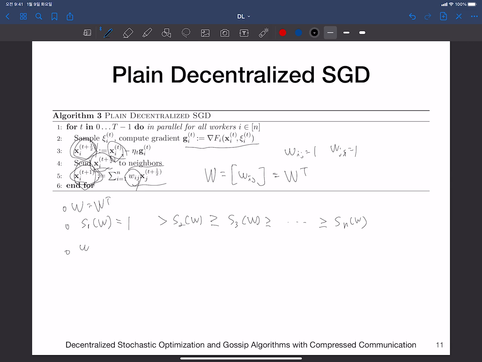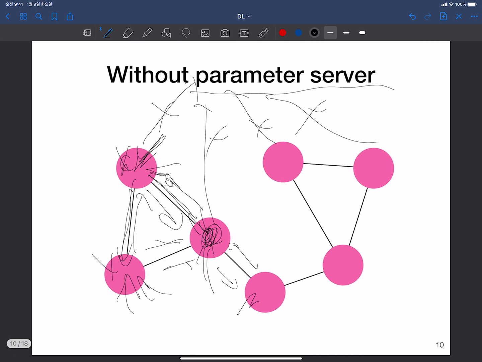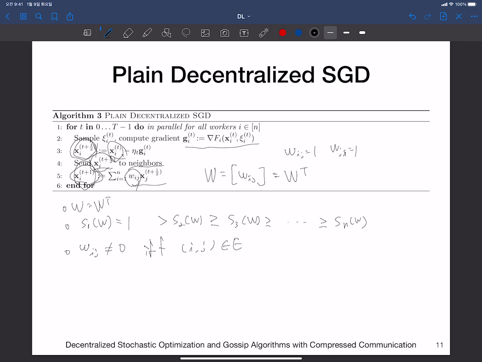And also we consider a weight matrix where the weight value is not equal to 0 if and only if there is a connection between them. So in the previous figure, because these two nodes have a connection between them, we have a non-zero Wij value. But between these two nodes, because there is no connection in the figure, the corresponding Wij value must be 0, according to the rule of the W matrix. So we will use such a W matrix for this algorithm.